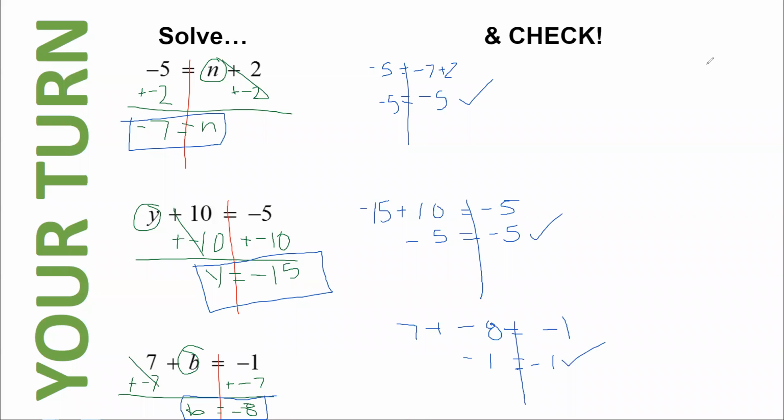And here are your 3 answers, and I have all my work shown for them. So the first one you should have gotten n equals negative 7. Second one you should have gotten y equals negative 15. And the last one you should have gotten b equals negative 8.